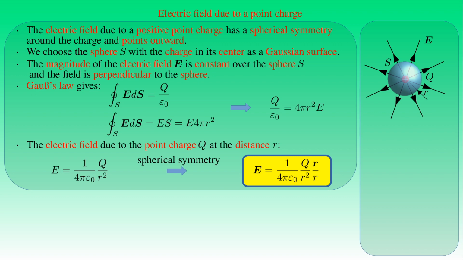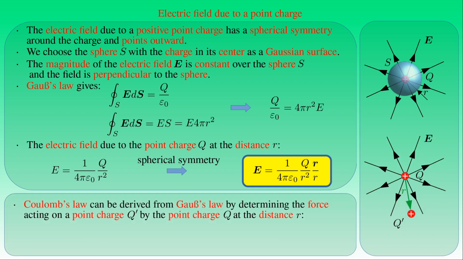We will obtain Coulomb's law from this formula, if we place a point charge q' at the distance r from the source charge q and determine the electrostatic force F acting on the charge q' in the electric field E. The magnitude of the force is given by q' times the magnitude of the electric field E at the distance r from the source charge q. If we substitute the result obtained from Gauss's law into this equation, the magnitude of the force can be written as 1 over 4 pi times epsilon naught, times q' times q over r squared.